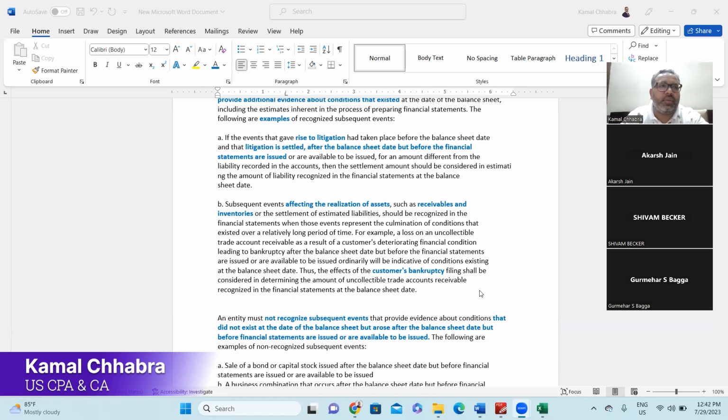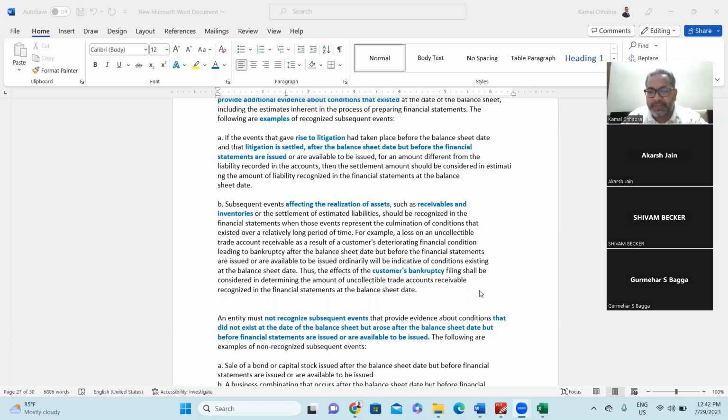For example, any customer has filed a case against the company before the balance sheet date, and after the balance sheet date but before the signing date, that customer case has been settled and you have to pay, let's assume, $100,000 to the customer, right? In that scenario, once the amount is confirmed, you need to recognize that amount as a payable on the balance sheet date. Make sense? Because the condition existed before the balance sheet date, so this is a reportable event. Make sense? Yes, sir. Okay.